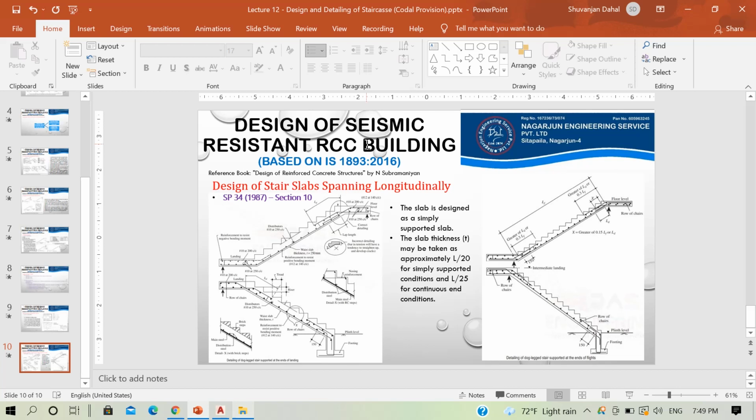In our upcoming lecture of this series, we will do some manual calculations and design of a dog-legged staircase for our residential building. So we'll meet again soon during our next lecture.